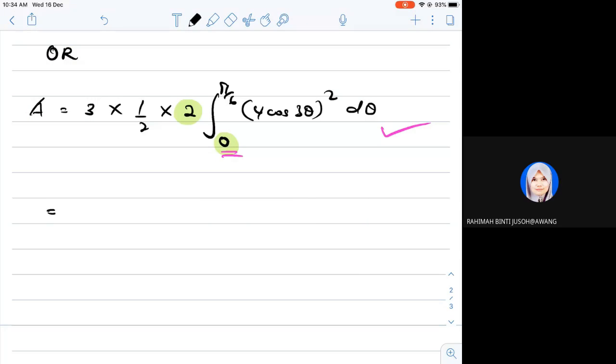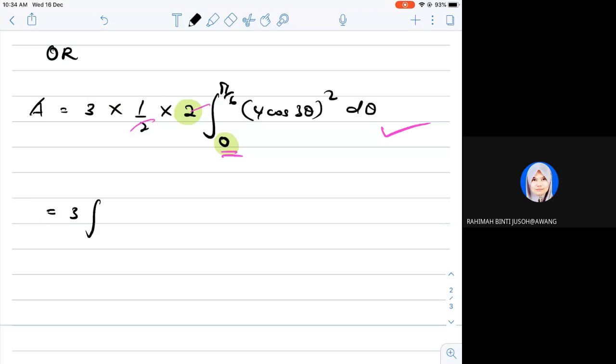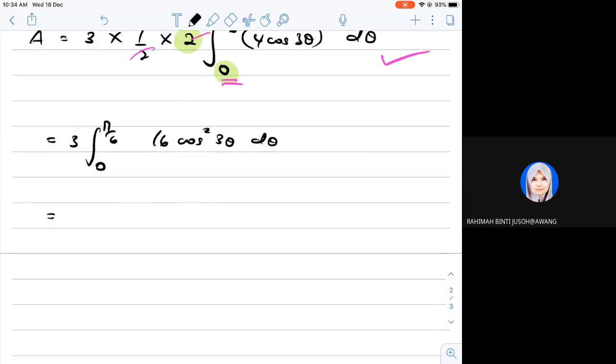We have equals to, so 3, 2 and 2 can be cancelled. Then we will have 3 multiplied by the integral from 0 to pi over 6. 4 squared, so we have 16 cos squared 3 theta d theta. All right, so from here we will have 48, 16 times 3, integral from 0 to pi over 6 of cos squared 3 theta d theta.